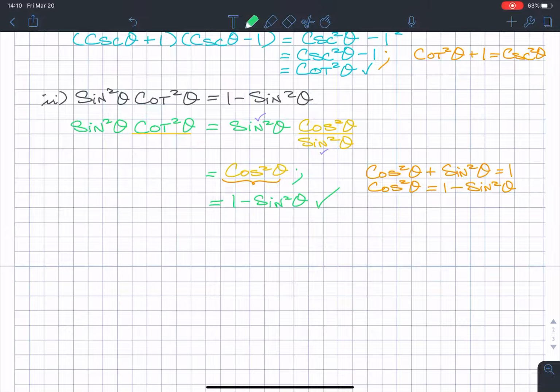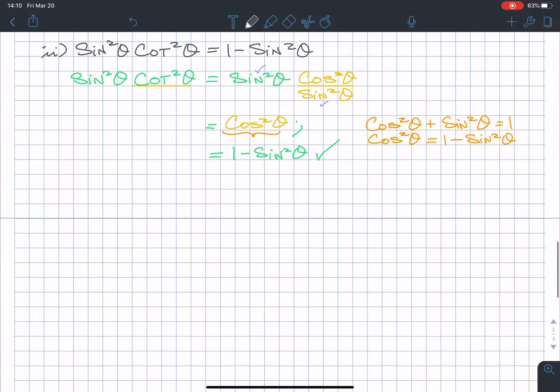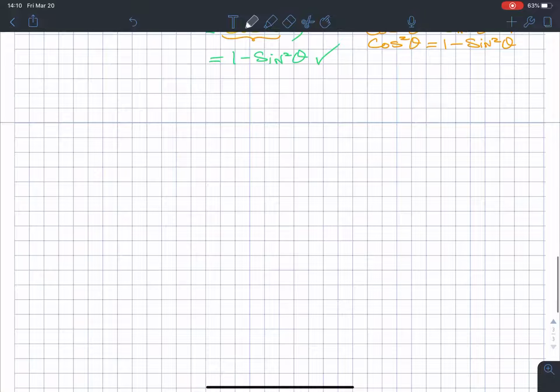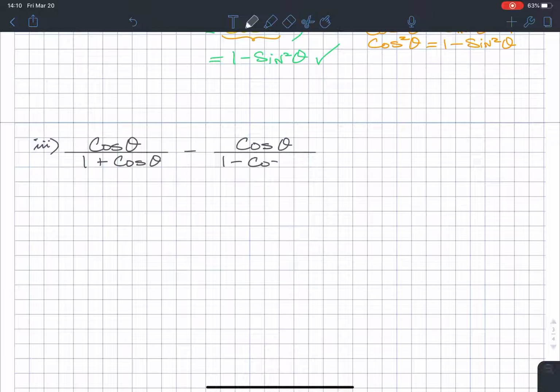Okay, let's do one more in this little, well, no, not one more. Let's do a whole bunch more. So number 3. Let's say I have cosine of theta divided by 1 plus cosine of theta, from which I'm subtracting cosine of theta divided by 1 minus cosine of theta. And I claim that that is 2 cotangent squared theta.